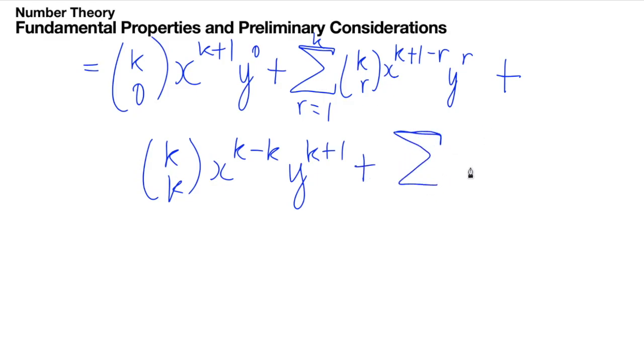So what we have is k choose r, x raised to k minus r, y raised to r plus 1.